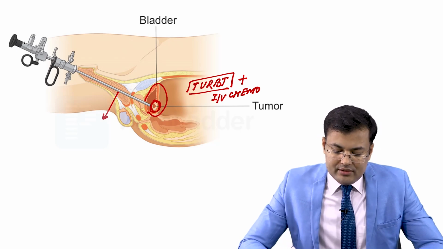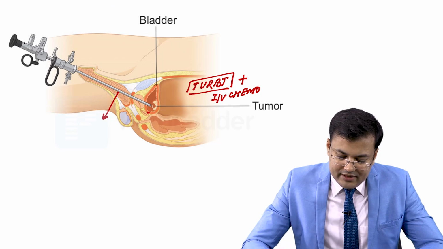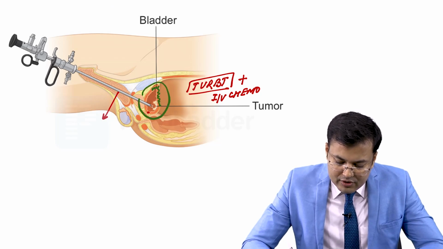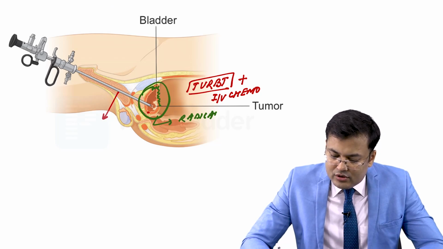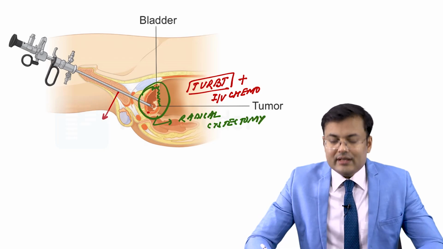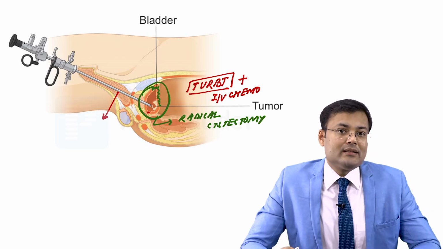Another situation: imagine the tumor is involving the muscle layer. In such patients we go for what? Radical cystectomy. Radical cystectomy is only done in patients where there is at least involvement of the muscle layer, meaning the tumor is advanced.